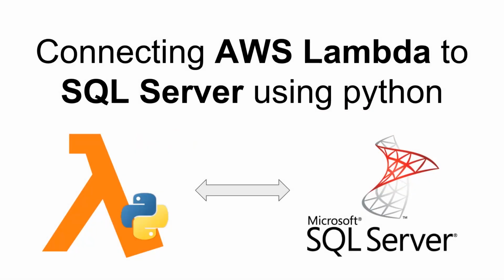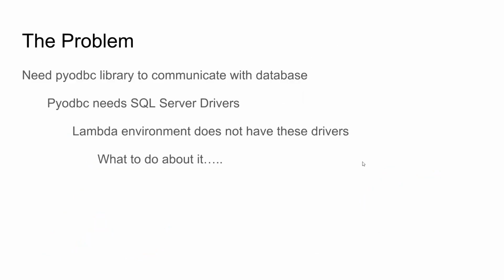So today we're looking at connecting AWS Lambda scripts to SQL Server using Python. Unfortunately, not as straightforward as you would like it to be. Typically you use PyODBC to connect to SQL Server databases. However, that needs SQL Server drivers, and these aren't installed on the Lambda environment. And it's not just a simple case of copying over a few files. You actually need to set up the drivers and the environment and everything to work with the AWS Lambda environment.